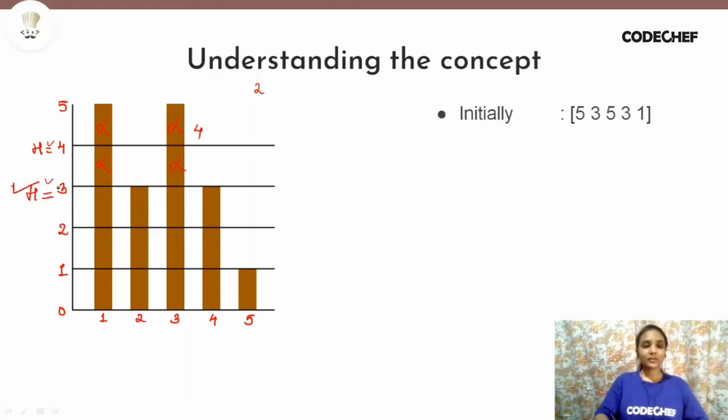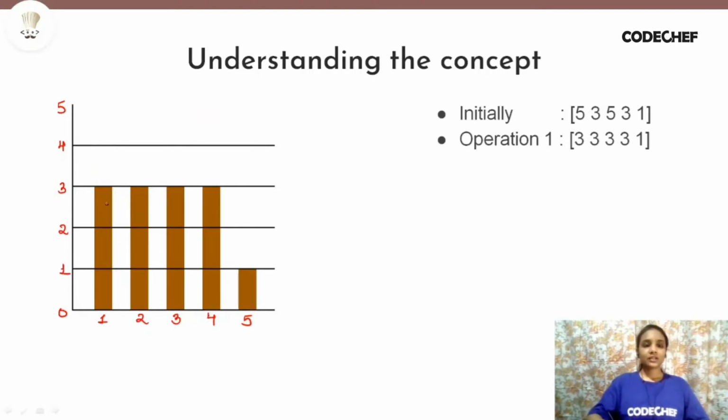So in the first operation we have chosen h equals to 3, and after performing this operation, the height of all the sticks will reduce to 3, 3, 3, 3 and 1. So the sticks 1 and 3 have reduced from height 5 to 3, as you can see here.